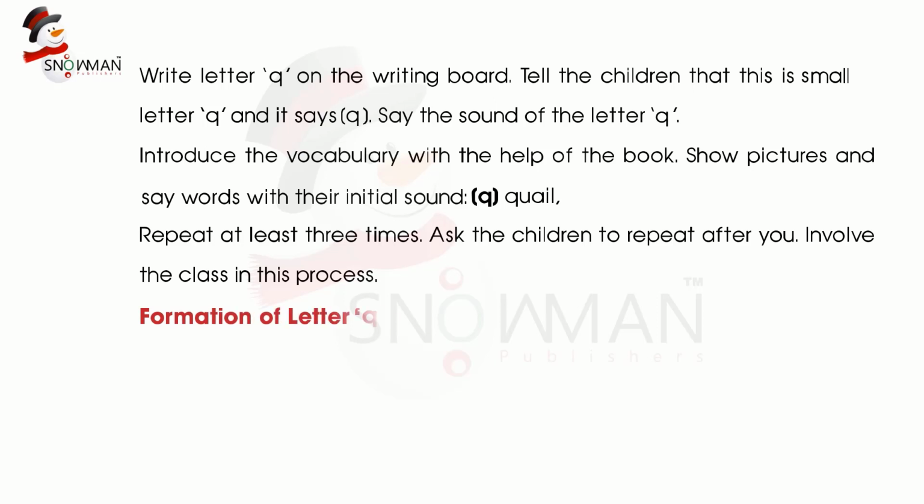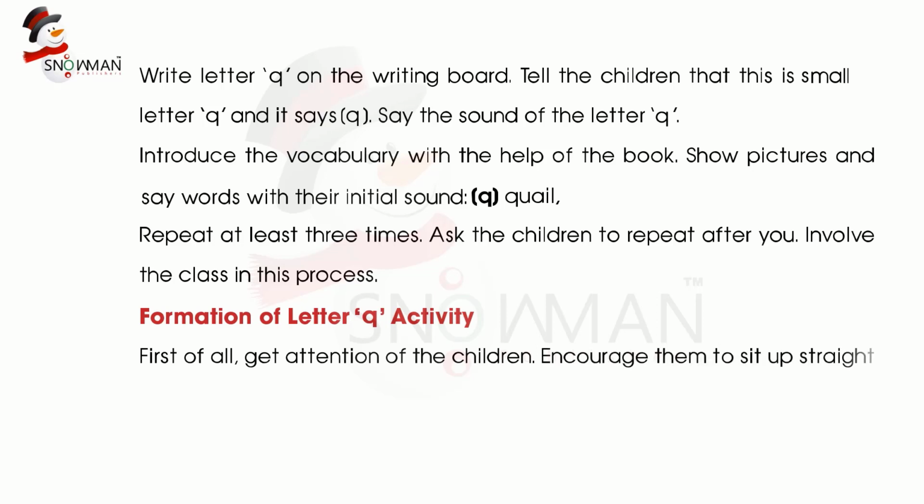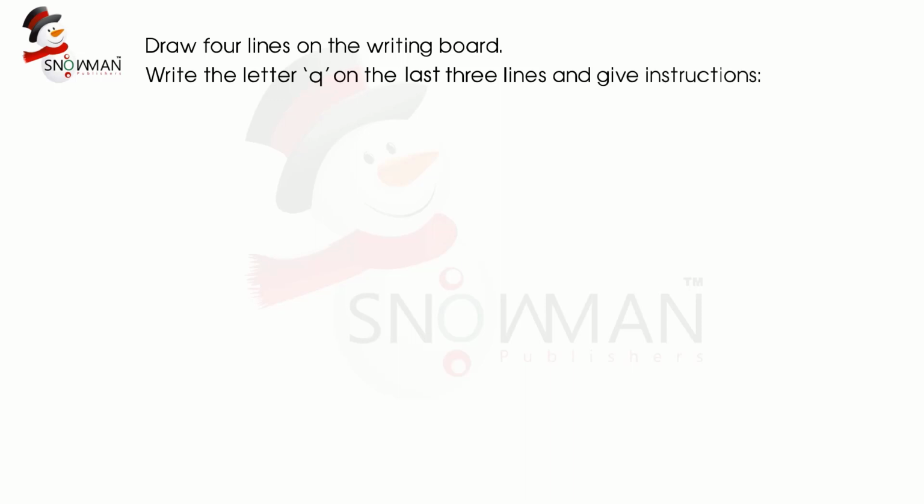Formation of letter Q activity. First of all, get attention of the children. Encourage them to sit up straight and not bend their backs. Draw 4 lines on the writing board. Write the letter Q on the last 3 lines and give instructions.